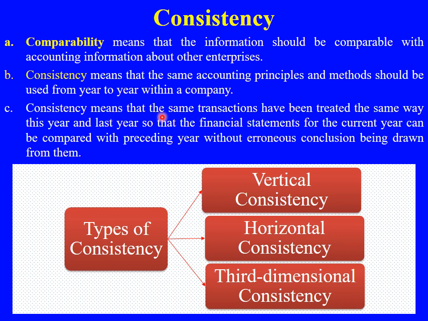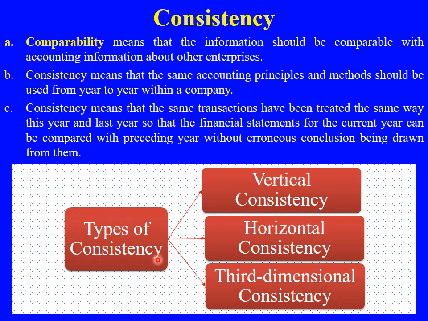So consistency means that the same transactions have been treated in the same way this year and last year, and the financial statement of the current year can be compared with the preceding year without any erroneous conclusion being drawn from them. Consistency facilitates comparison without error, because if a company has followed the consistency convention, they follow the same methods and practices they followed last year. Then we can easily compare how the company performed this year and last year. So this is the consistency convention.